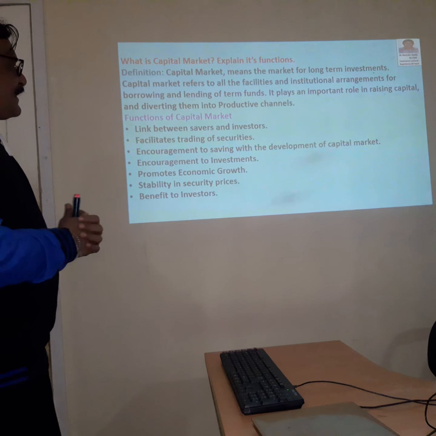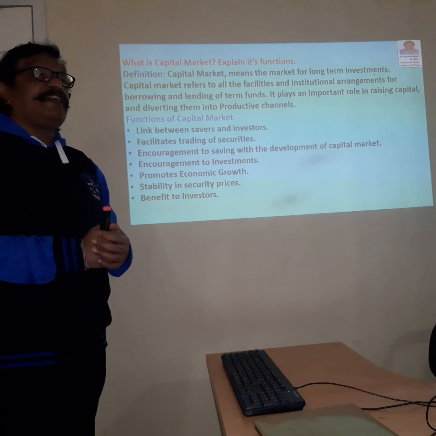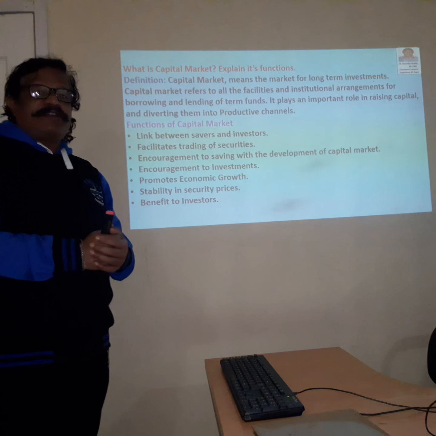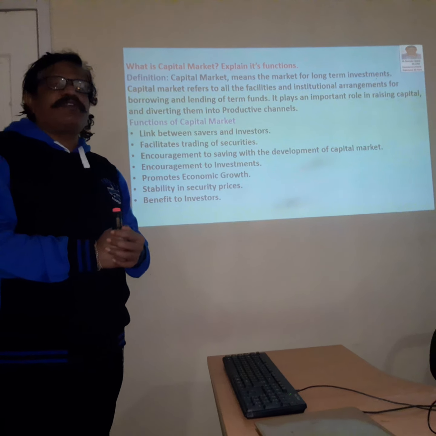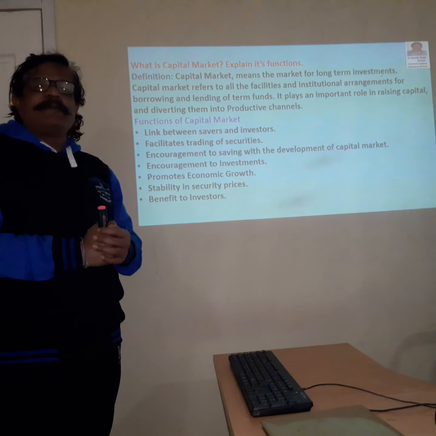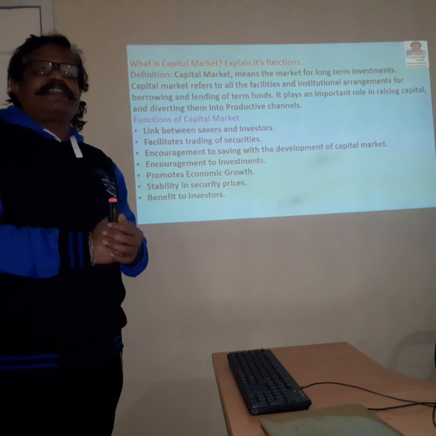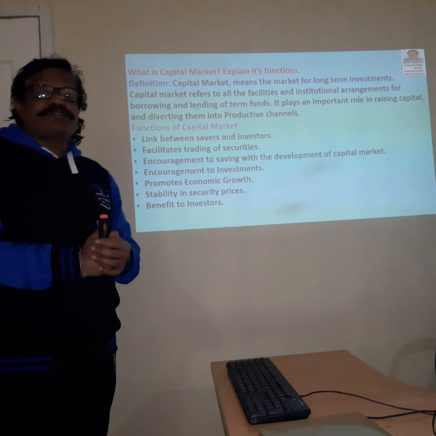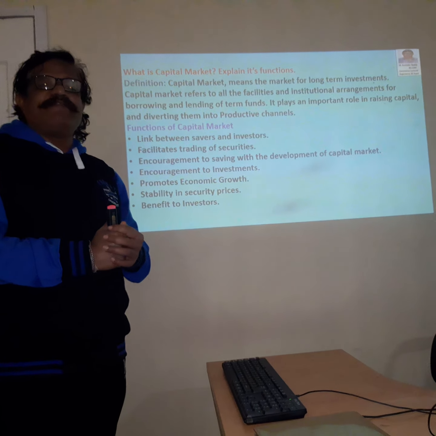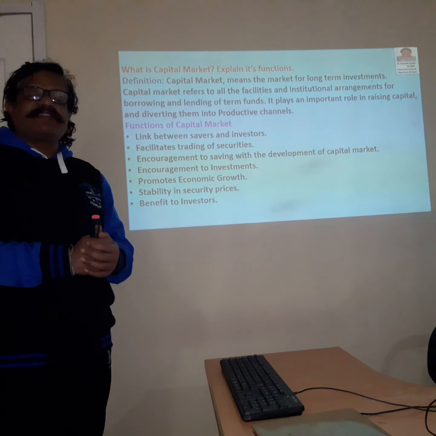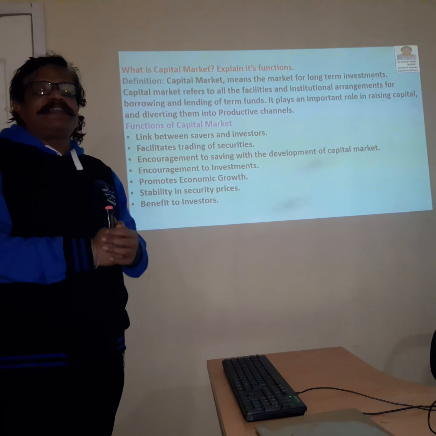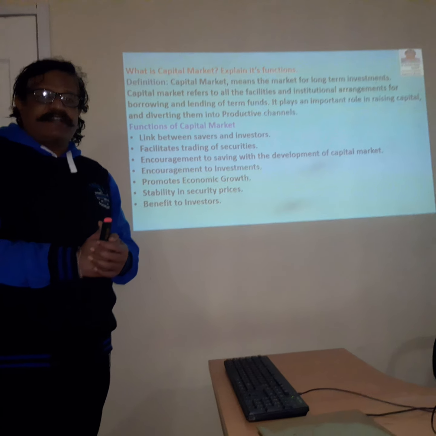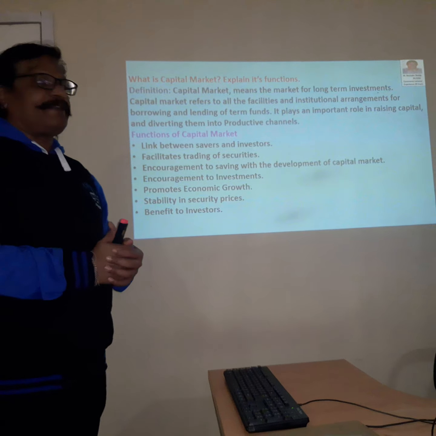Next one, facilitates trading of securities. Here, buying and selling of shares, securities and even stocks are made available, because in the capital market the companies are able to sell their shares. The stock exchange comes under the capital market only, so here also you can invest the amount, and the investors and the savers both can meet here to buy and sell the securities, shares of different companies.